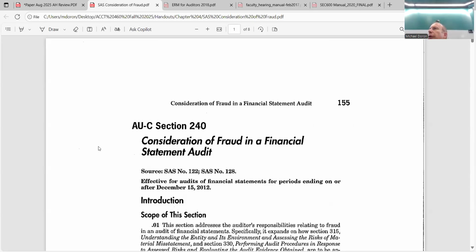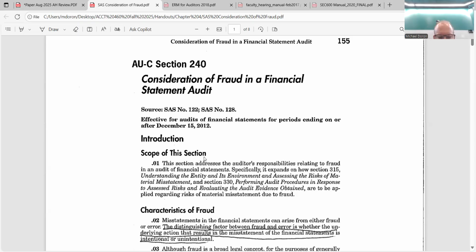Okay, so first of all, who wrote this? The ASB. How do you know it's the ASB? It's an AU-C, and they also refer here to SAS. So you know these are ASB standards. If they were PCAOB standards, they would be titled AS. Okay, so this is the actual ASB standard on consideration of fraud in a financial statement audit.